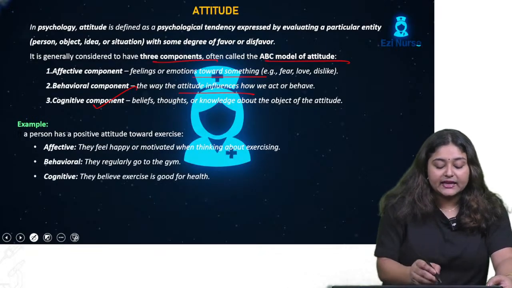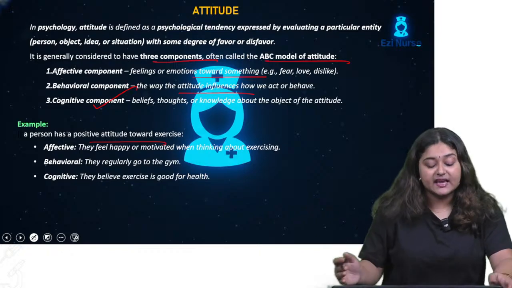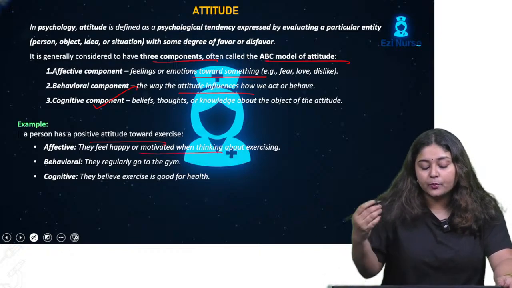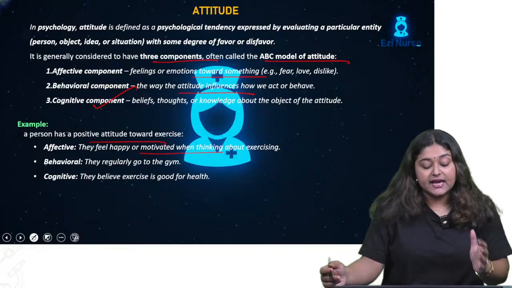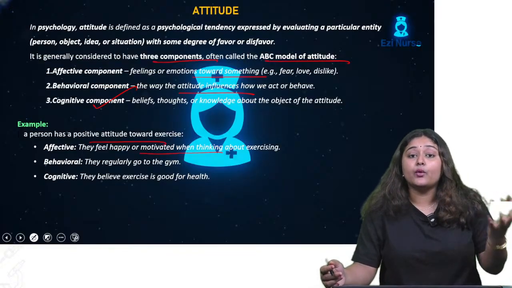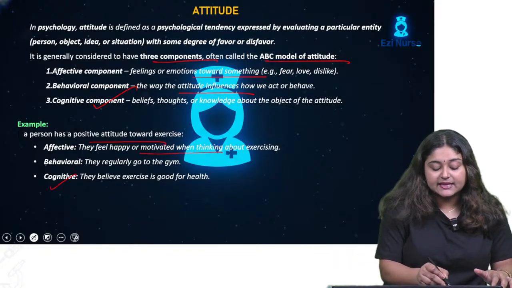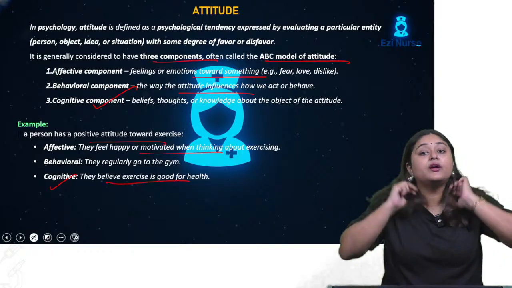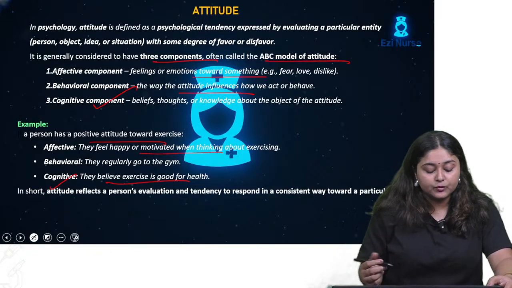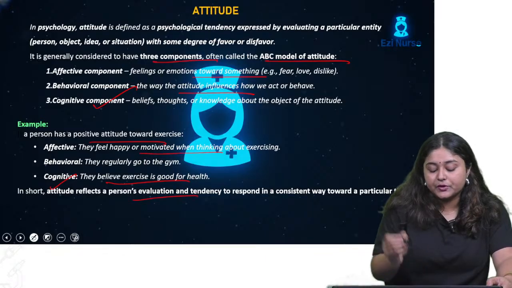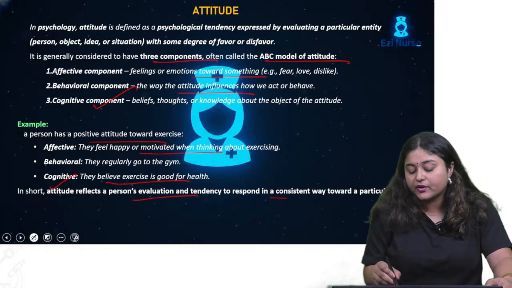For example, a person has a positive attitude towards exercise. Affective: they feel happy or motivated while thinking about exercise. Behavior: they regularly go to the gym or do physical exercise. And cognitive: they believe exercise is good for health. So in short, attitude reflects a person's evaluation as well as a tendency to respond in a consistent way towards a particular thing.